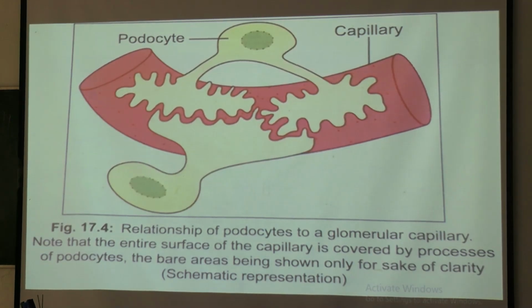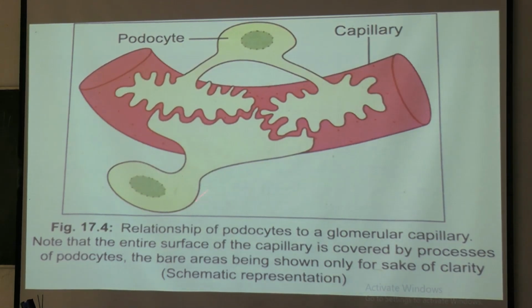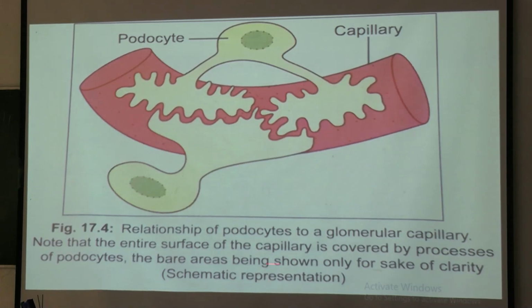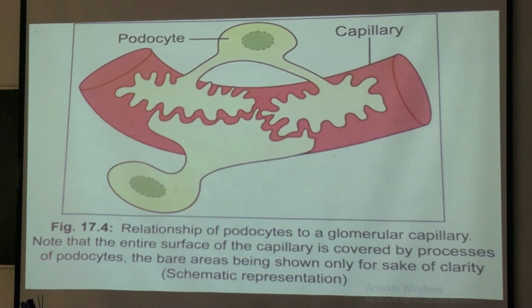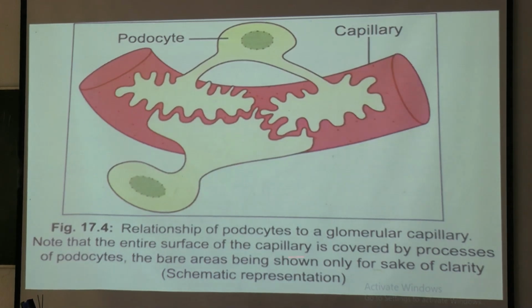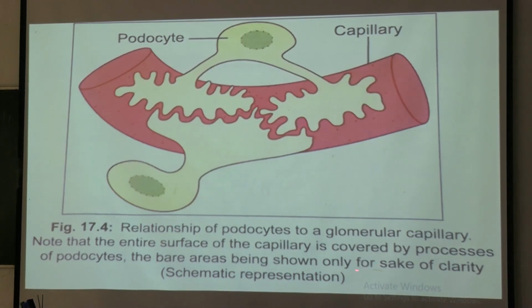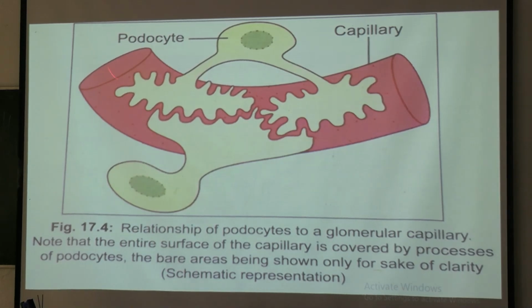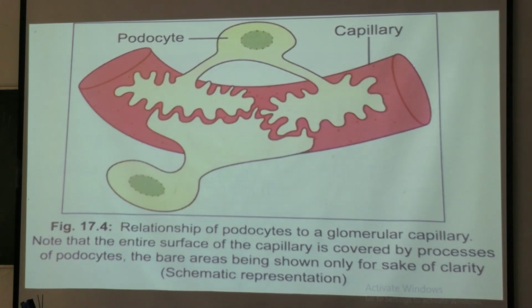Here we are showing the relationship of podocytes to a glomerular capillary. The red one is the capillary, and note that the entire surface of the capillary is covered by processes of podocytes, and the bare areas are being shown only for the sake of clarity. So these areas will also be covered by the podocytes.